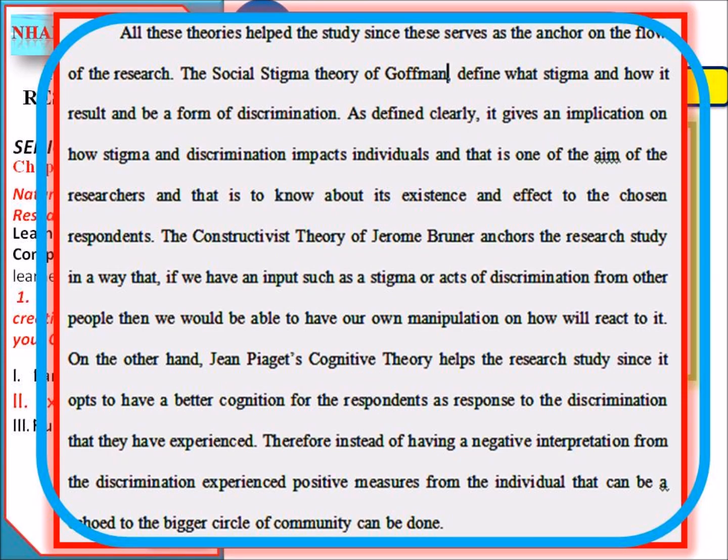On these excerpts, here in this slide, is their concluding part. Let me read it to you. All these theories help the study since this serves as the anchor on the flow of the research. So we have here the social stigma theory, the constructivist, and the cognitive theory. So therefore, instead of a negative interpretation from the discrimination experience, positive measures from the individual can be re-echoed to the bigger circle of community.